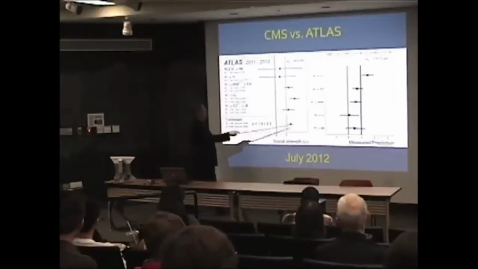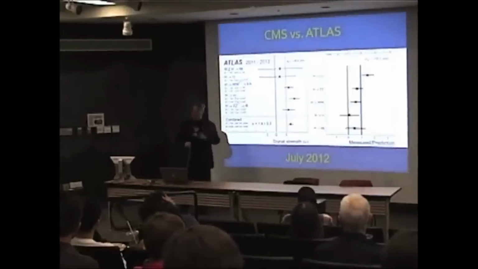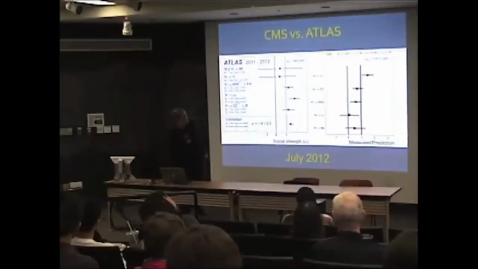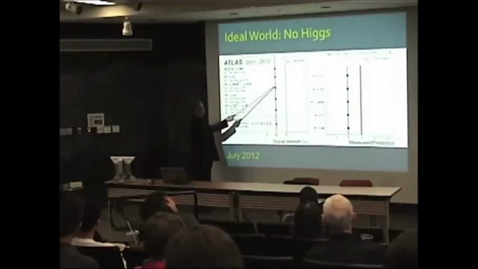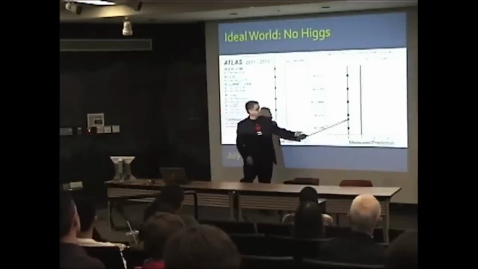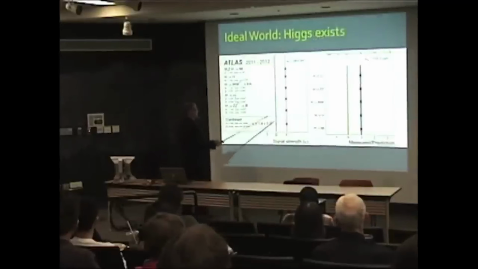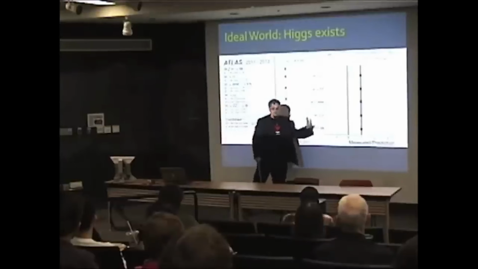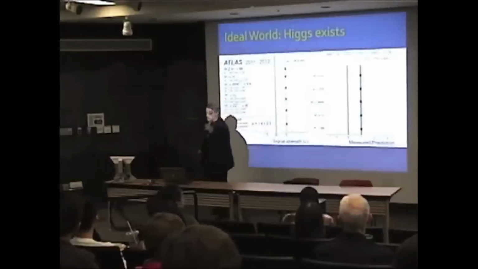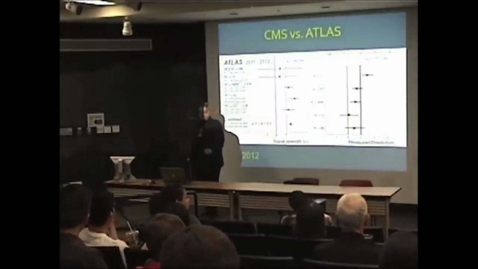So here's ATLAS, here's CMS. This is data measurements. Now, what should it look like? If the Higgs boson didn't exist and everything was perfect, we would see the data along this left-hand line. If the Higgs boson existed and it was exactly as predicted, we would find the data on the right-hand line. And again, CMS and ATLAS. So that kind of tells you what you should be looking at. And this is what we had talked about.